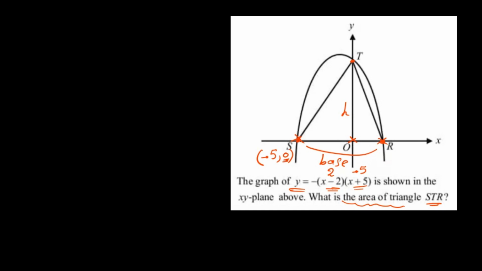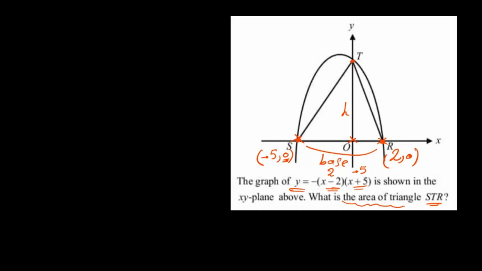Why do you put negative 5? S is to the left of the origin point, so it has to be negative, but R is to the right of the origin point, so it has to be positive. It's 2 and 0, yes, because it's on the x-axis.